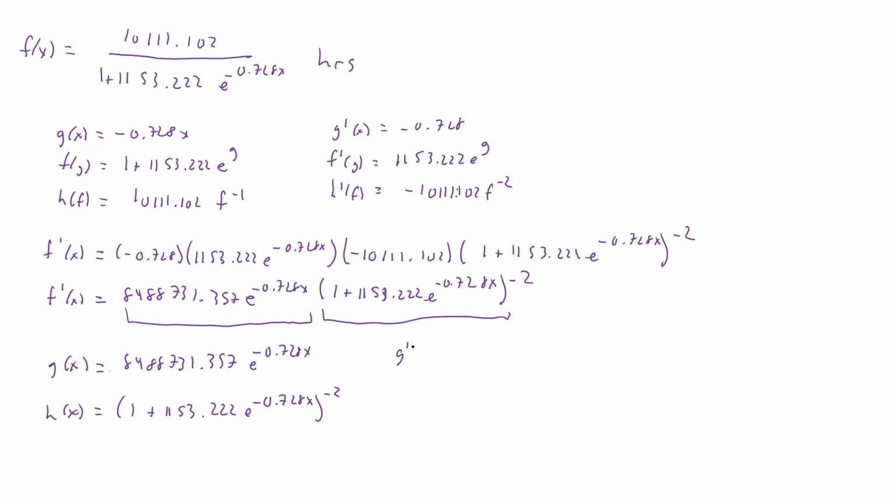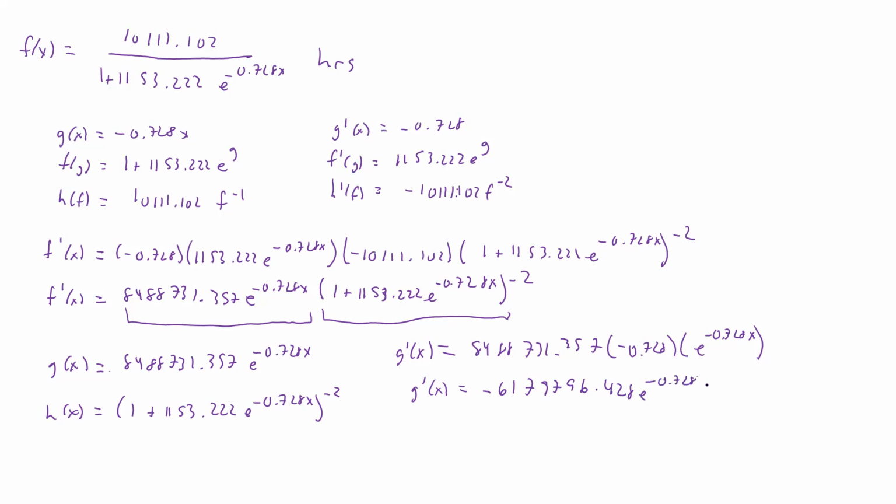And then this is g prime of x. So we'll take that number, 8,488,731.357, times... now when we take the ln of that, we get a negative 0.728, and then it's times e to negative 0.728x. Simplifying that, times negative 0.728, that gives us negative 617,996.428 e to the negative 0.728x.